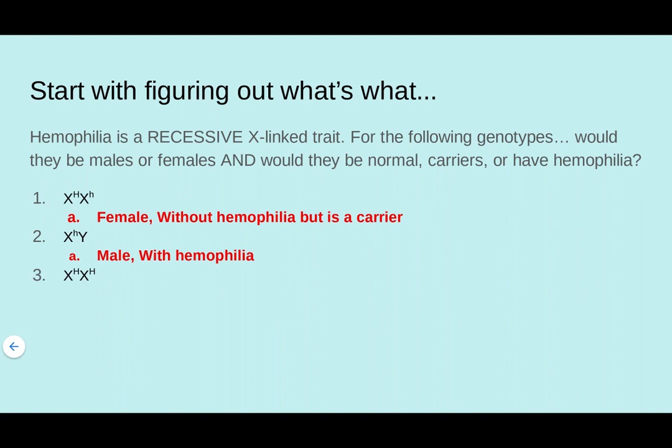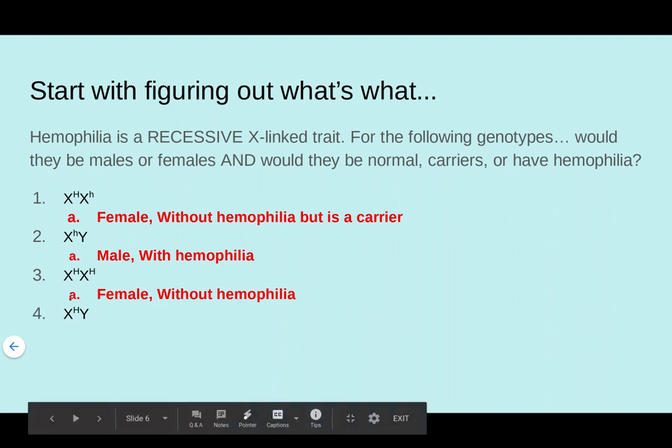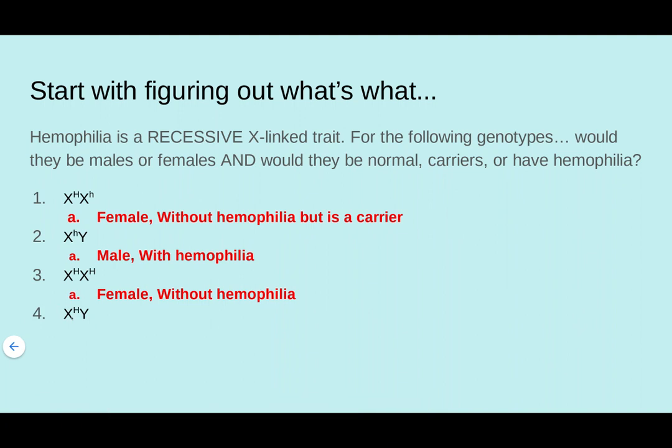XX, so right away that tells me female. And both of these X's have a capital dominant normal allele. So if I have two normal alleles attached to two X's, I would have a female without hemophilia. XY, again, right away I know the gender. In this case, the X carries a capital H, and capital is the normal, no hemophilia. So this would be a male without hemophilia.